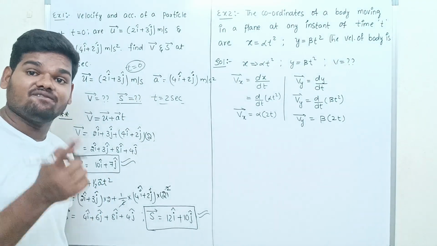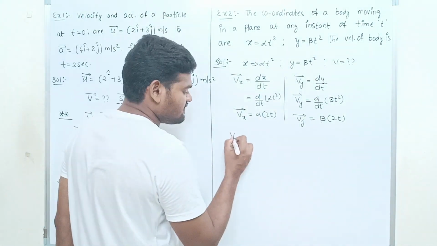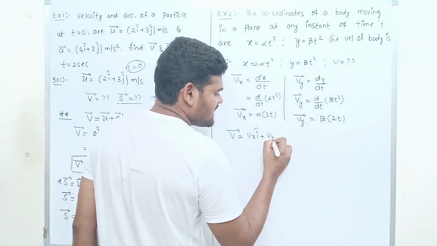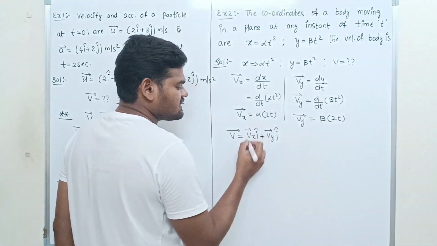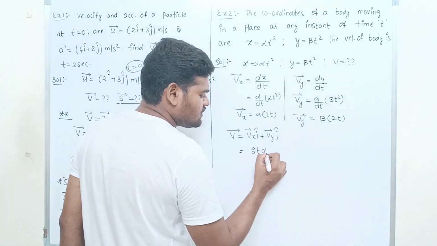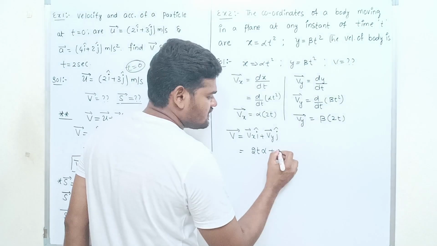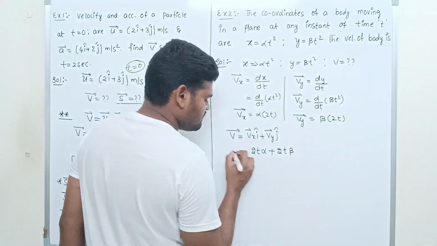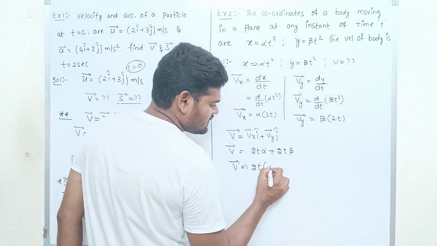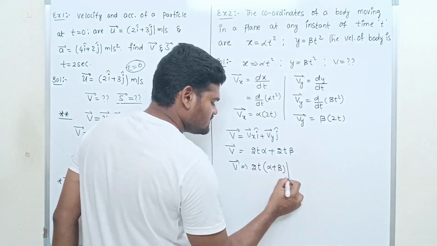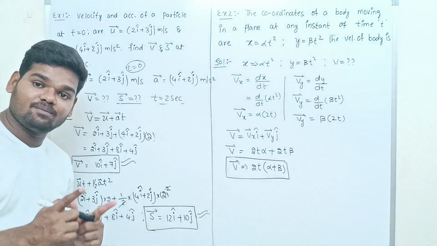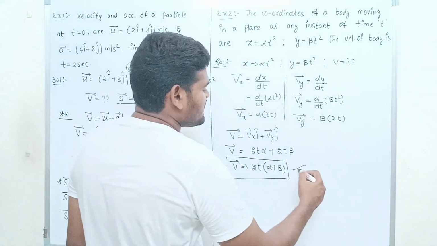Now if we want to find the velocity vector, v equals vx i cap plus vy j cap. These are the vectors. vx is 2t into alpha, plus vy is 2t into beta. If you take 2t common, then you will get 2t times (alpha i cap plus beta j cap). So this is the velocity of the object in that plane. Is there any problem? Simple problems.